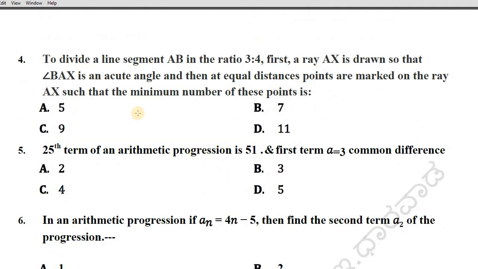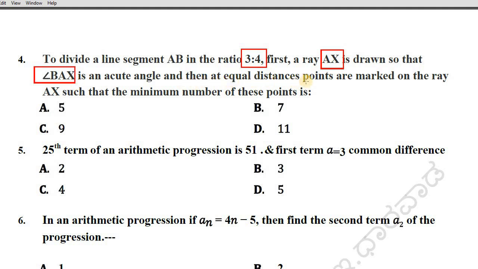Question number 4. To divide a line segment AB in the ratio 3:4. Children, keep it in the mind. Here you are going to divide the line segment, and I told you many times, whenever we are constructing a line segment, we wanted to find the sum of the ratios. That is very important. First, a ray AX is drawn so that angle BAX is acute angle.